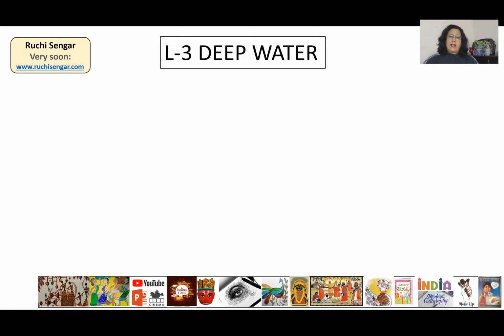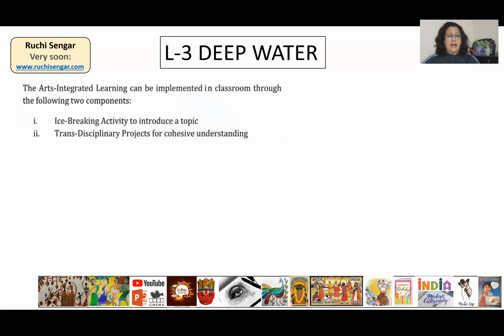Now, when we think of deep water, we know of the lesson and we know what it is as teachers. We've been doing it for quite a while. Just to remember, let me get the pointer on here for you. Yes, just to remember that art integrated learning can be implemented in classroom through the following 2 components. Remember, I had done this in the previous session. So what is it that we would be using this time? We would be using ice-breaking activity to introduce a topic. And like I had mentioned in the previous video, I'll just repeat it once again here for teachers of English specifically. Now, with reference to deep water, right?